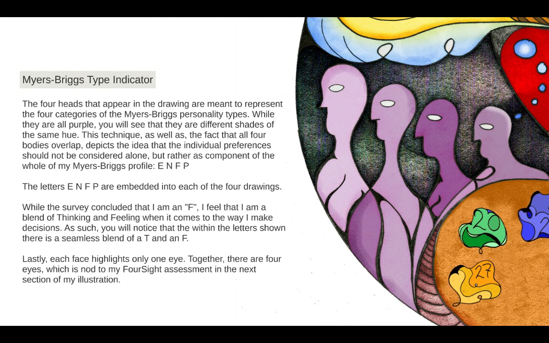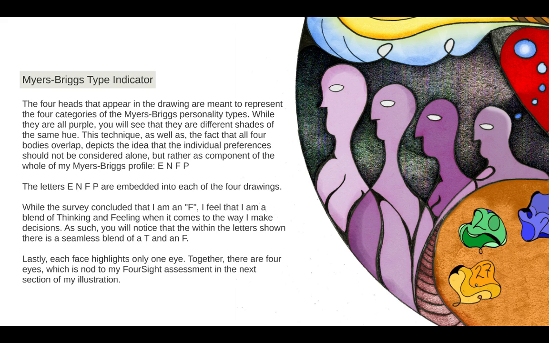The Myers-Briggs Type Indicator. The 4 heads that appear in the drawing are meant to represent the 4 categories of the Myers-Briggs personality types. While they are all purple, you will see that they are different shades of the same hue. This technique, as well as the fact that all 4 bodies overlap, depicts the idea that the individual preferences should not be considered alone, but rather as a component of the whole of my Myers-Briggs profile, which is E, N, F, and P. The letters E, N, F, and P are embedded into each of the 4 drawings.